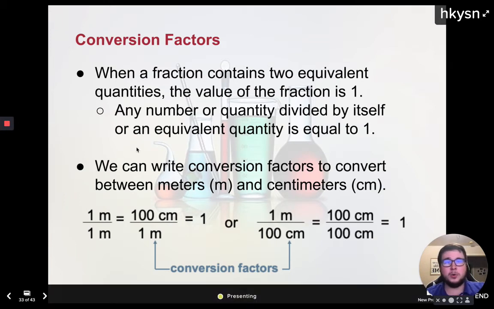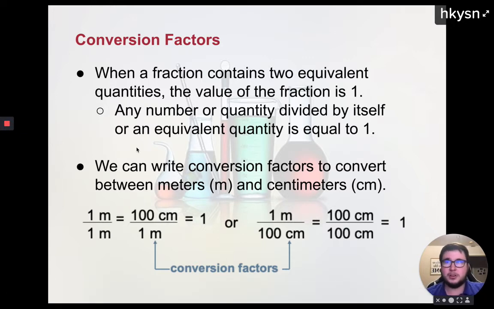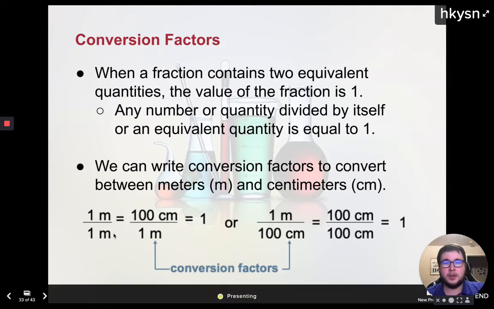So any number or quantity divided by itself we know is equal to 1. If we just do this with numbers, 10 divided by 10 is 1. 30 divided by 30 is 1. 5 billion divided by 5 billion is 1. And so it's the same with quantities that are equivalent to one another.